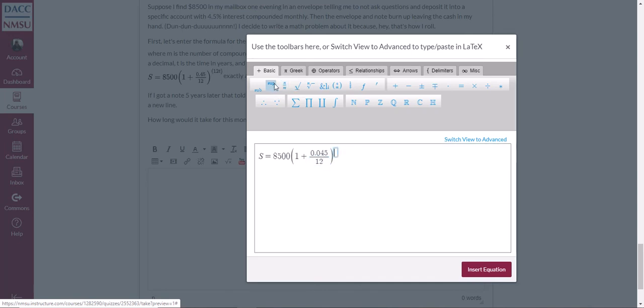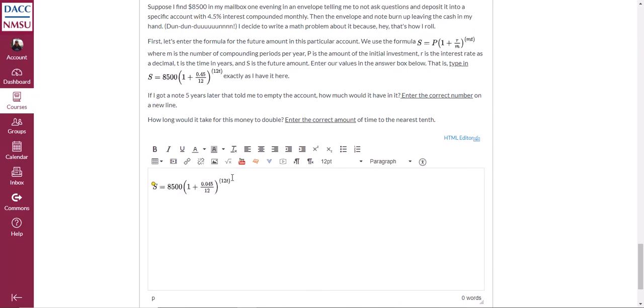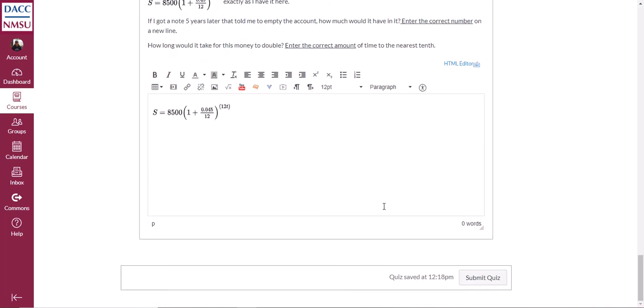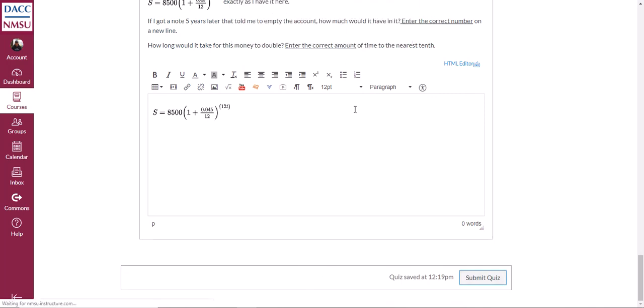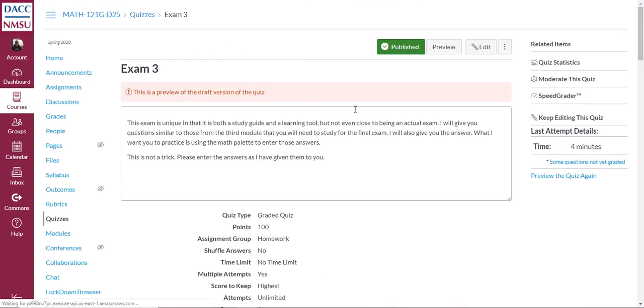And then a superscript for the exponent of 12t. And then insert the equation. That's a mistake. Right here is a mistake. So I will fix it in the statement of the exam. That's it. That's what I want you to do. Submit it. I did have a time limit on this, but I removed the time limit. You'll have 3 hours on the actual exam. Just make sure you're familiar with the equation editor. That's it. Good luck.